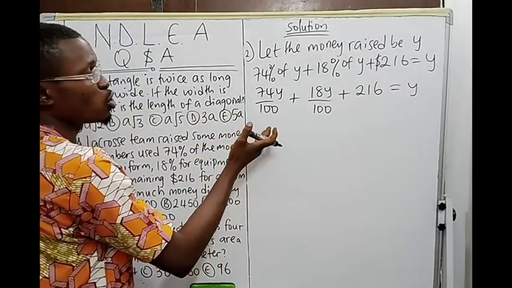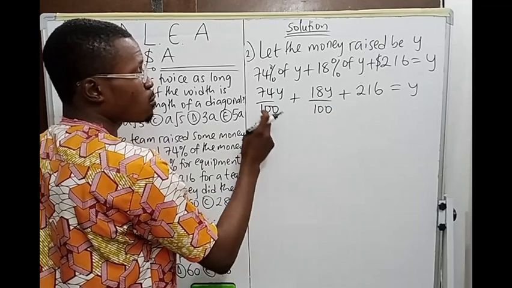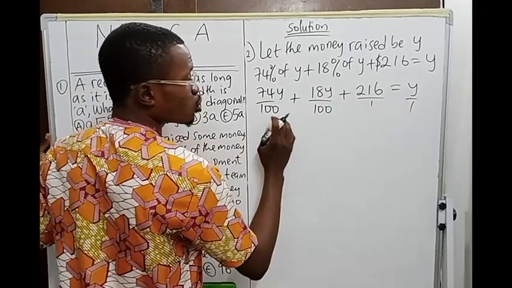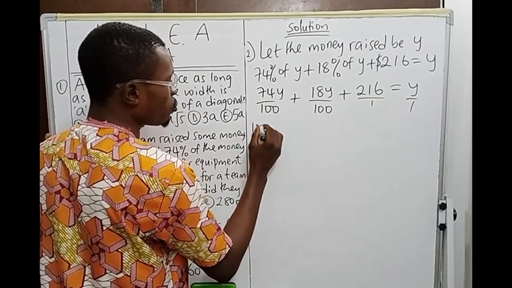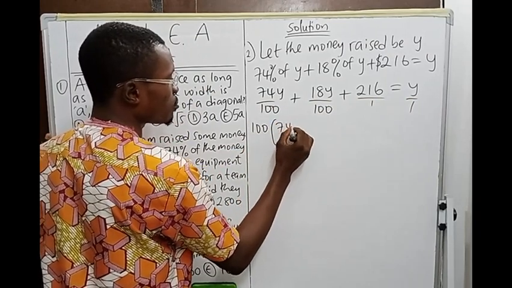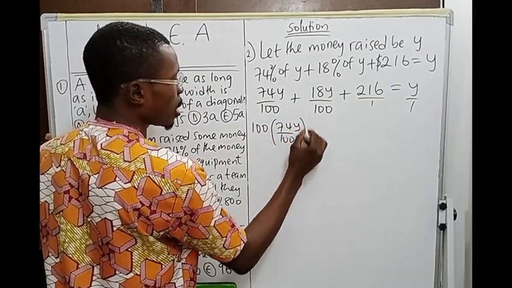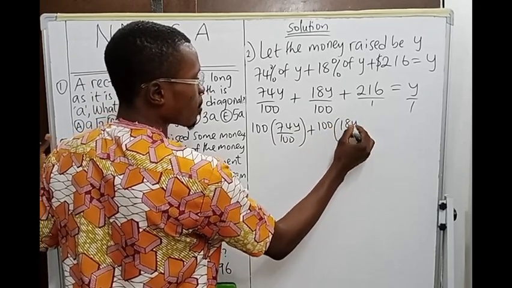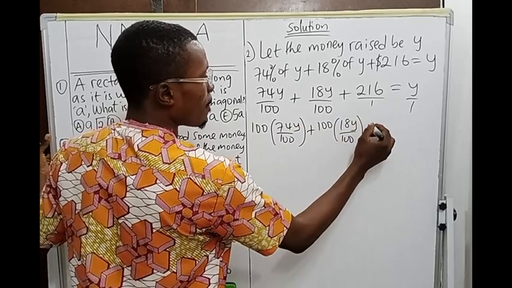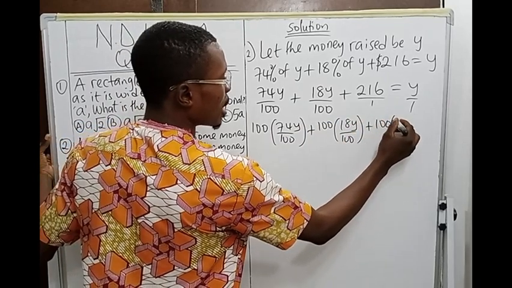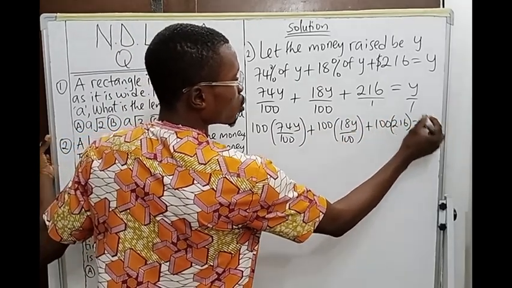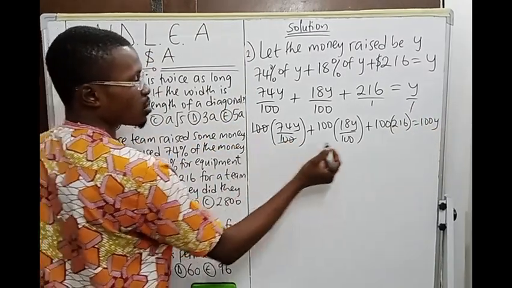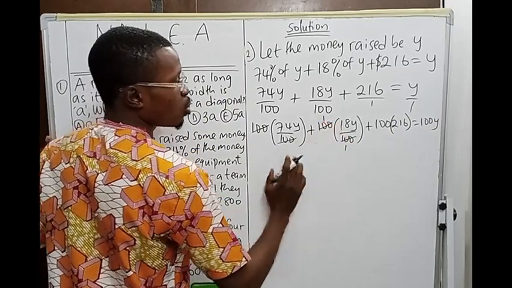Okay, now the next thing to do is to clear the fractions. To clear fractions, we multiply each of the fractions by the LCM of the denominators, which is what? 100. So we are going to have 100 times 74y over 100 plus 100 times 18y over 100 plus 100 times 216 equals 100 times y, which is 100y. So the 100s cancel out, no more fractions.